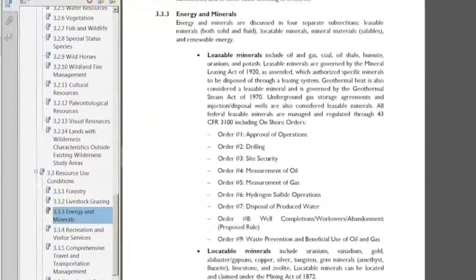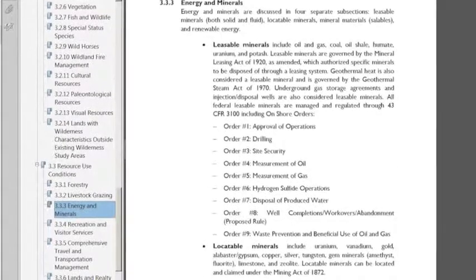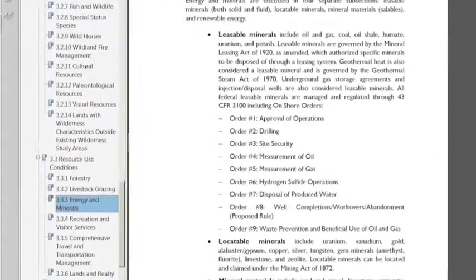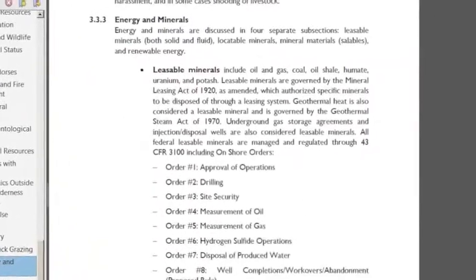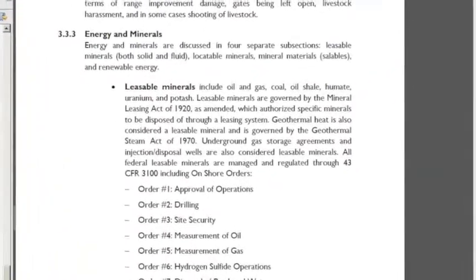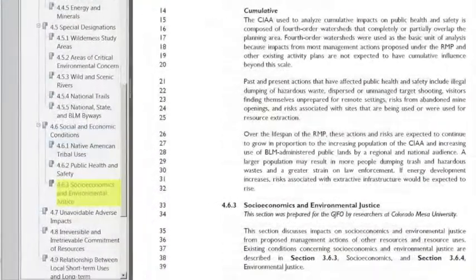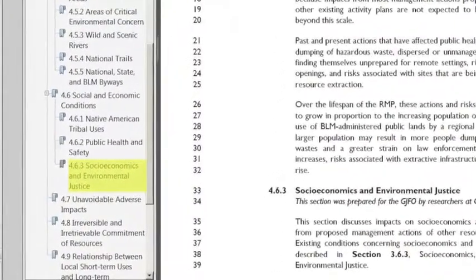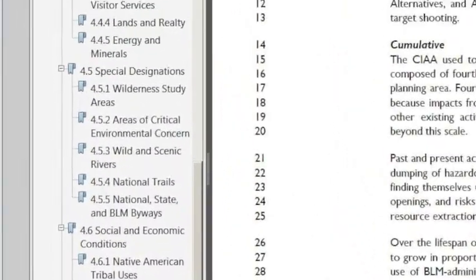If you want more information after reviewing the maps, you will find the most information about current conditions regarding energy and minerals in Volume 1, Chapter 3, in Section 3.3.3, Energy and Minerals. You can find the information about the effects of the allocations and restrictions from the alternatives in Volume 2, Chapter 4, in Sections 4.4.5, Energy and Minerals. Social and economic effects are found in Volume 2, Section 4.6, Social and Economic Conditions. There are bookmarks to all of these sections in the PDF document.